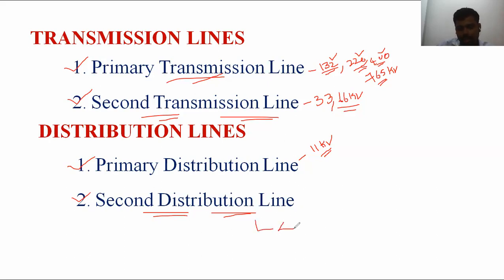Here the operating voltage is 440 volts, that is a 3-phase 4-wire system. But in the primary distribution system, it is a 3-phase 3-wire system, that is R phase, Y phase, and then B phase. In the secondary distribution system, the voltage is constant, but the load is varying.